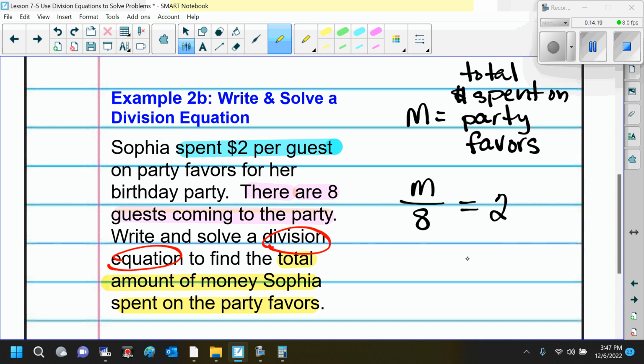our equation. Now, we're going to use our cover-up. So we're going to cover up the M, which means we want to get rid of the 8. In order to get rid of the 8, because this is a division equation, we want to multiply times 8. So we're going to multiply times 8 on both sides. So over here, the 8 and the 8 simplify to 1, so that's 1 times M, which is equal to M. And then over here we have 2 times 8, which is equal to 16. So the total amount of money that she had to spend on her party guests was $16.